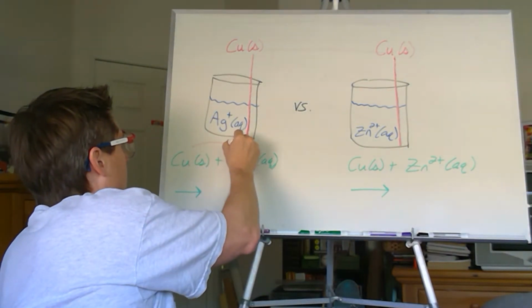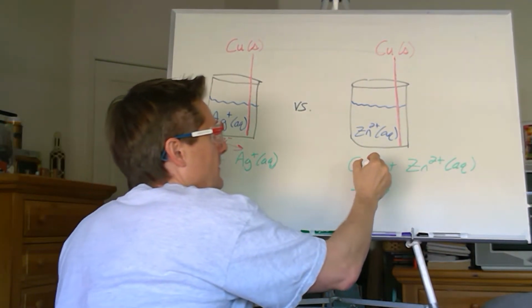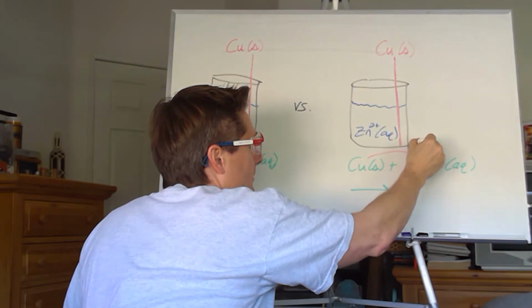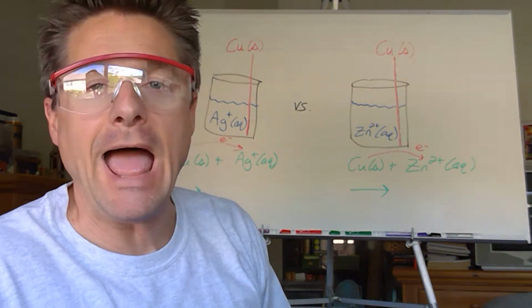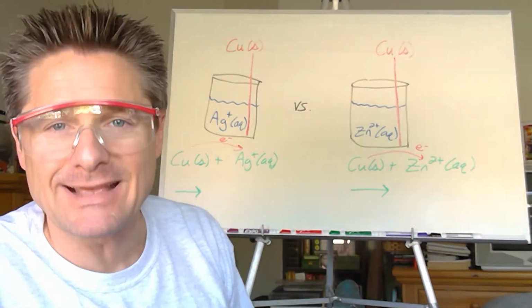And does the copper give its electrons to the zinc? That's the question. Does it happen for everything? Is this an automatic process? That's kind of what we're after.